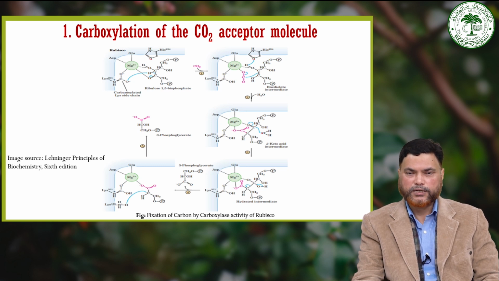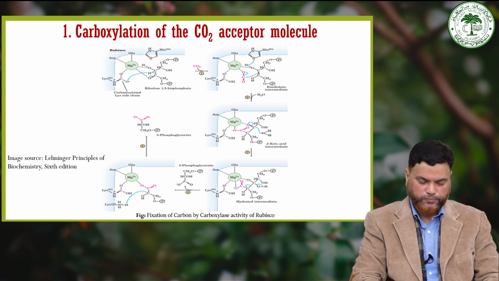As the first stable product of the cycle is 3-phosphoglyceric acid, which is a 3 carbon molecule, hence the Calvin cycle is also called the C3 cycle, because the first product formed is a 3 carbon compound.